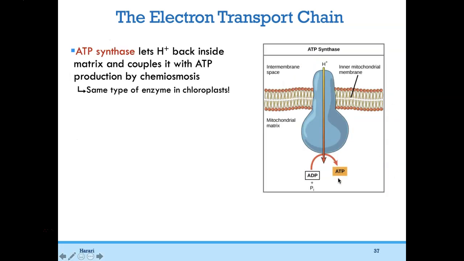So ATP synthase allows protons to go back from the intermembrane space into the matrix, down the concentration gradient, to make ATP using chemiosmosis. And we can get up to 34 ATPs per glucose with this enzyme. So compare that to making just 4 ATPs this whole time. Now we can make up to 34 ATPs just in this last and final phase.